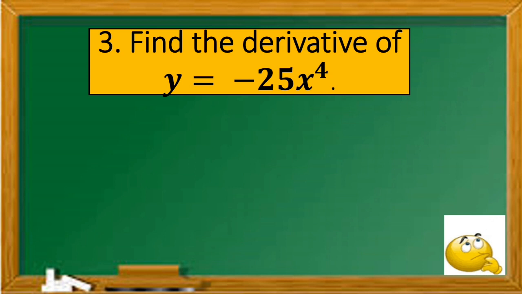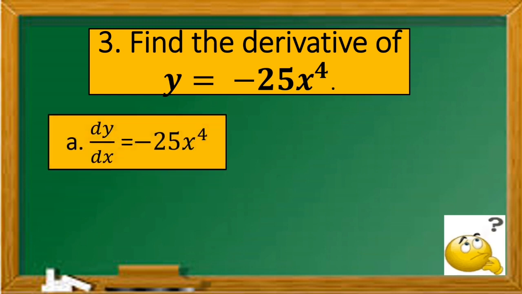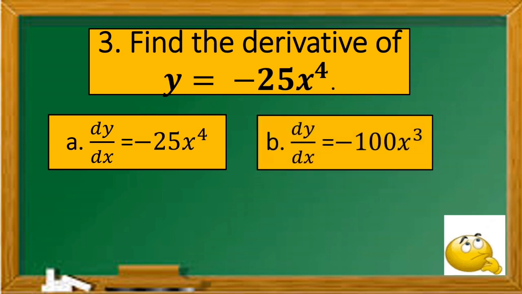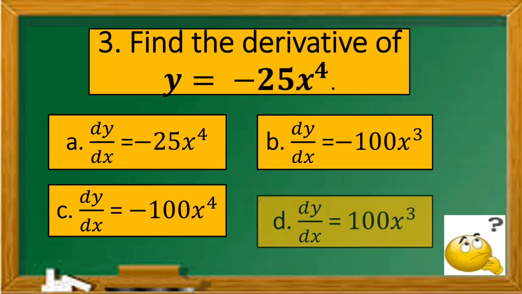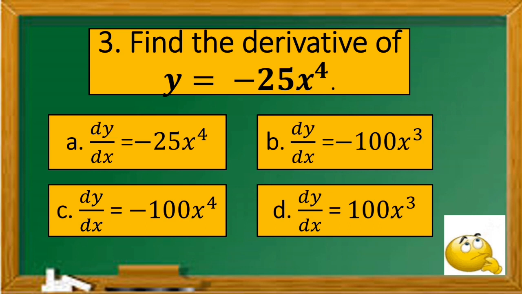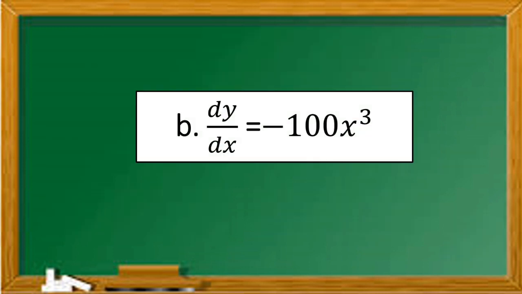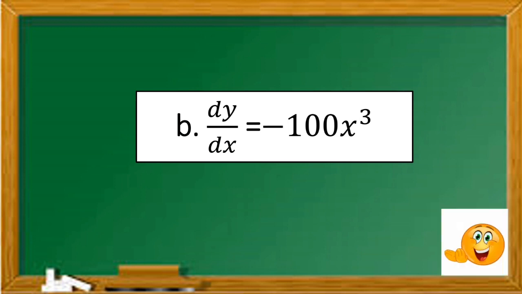Next, find the derivative of y equals negative 25x raised to 4. Is dy over dx equal to negative 25x raised to 4, or negative 100x cubed, or negative 100x raised to 4, or 100x cubed? The answer is B. dy over dx equals negative 100x cubed.